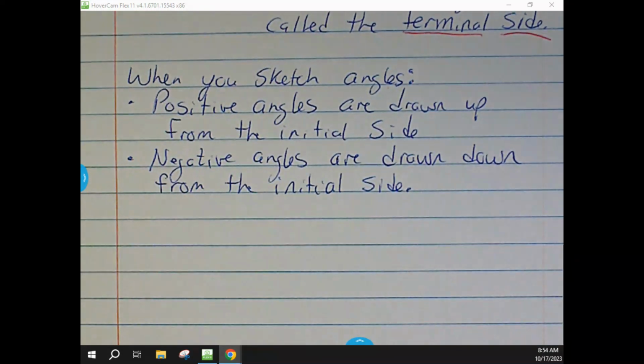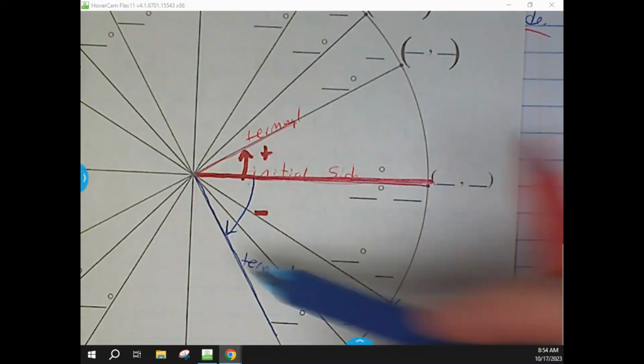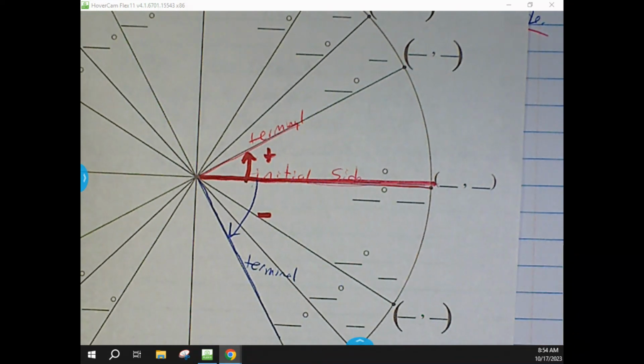All right, and again, when you're drawing those out, a positive angle will have an arrow that's drawn up to let you know what's here. If it's a negative, they're going to have an arrow headed down in that direction. Because without the arrow, you don't know exactly which way it's going to be.